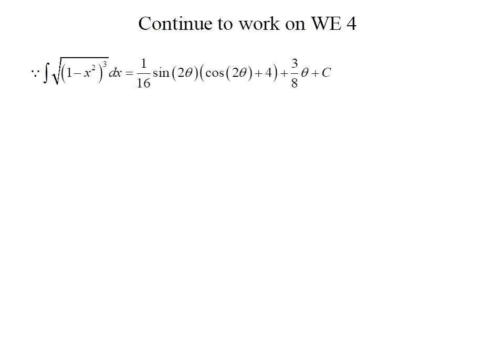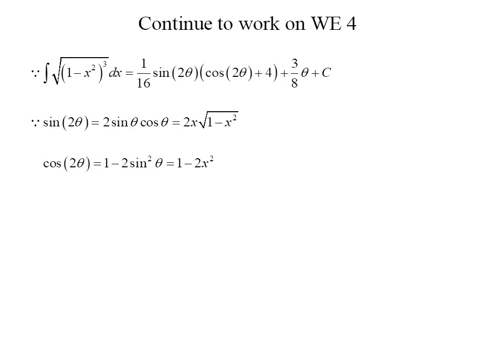Here we continue to work on example 4. Since the antiderivative can be written as sine 2 theta over 16 times (cos 2 theta plus 4) plus 3 theta over 8 plus c, and sine 2 theta can be written as 2 sine theta cos theta, which equals 2x times the square root of 1 minus x squared, and accordingly cos 2 theta can be written as 1 minus 2 sine squared of theta, which equals 1 minus 2x squared.